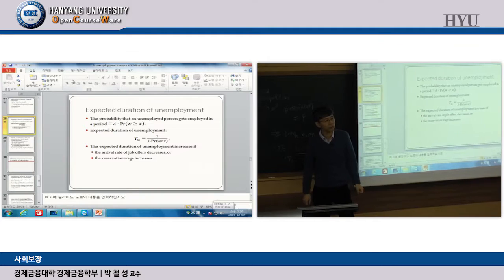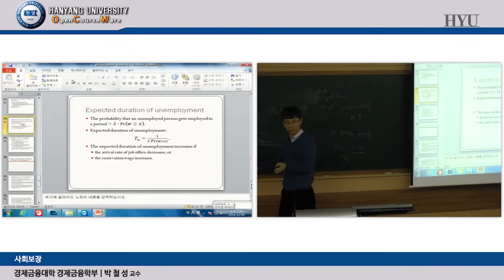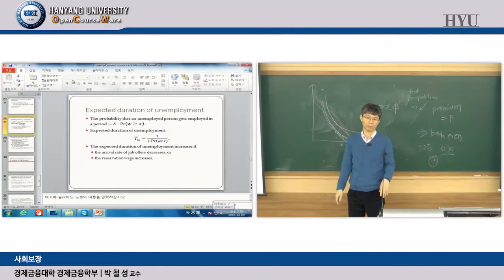Unemployment duration and job search duration are the same, yeah. Because here the unemployed person is automatically searching for a job. Okay, unemployment and job search are basically the same thing.